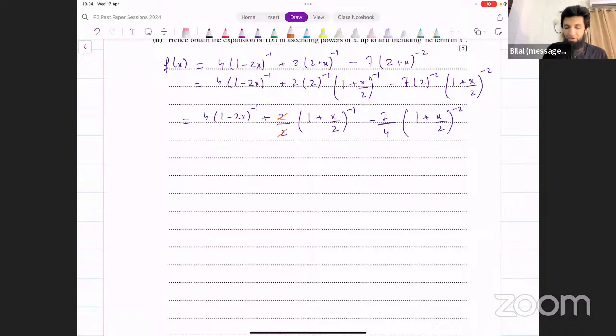Let's quickly complete this one and then we end for today. This is the first part that we need to expand. This is the second part. Let's call this number 2. And we have this third part. Let's call this number 3.